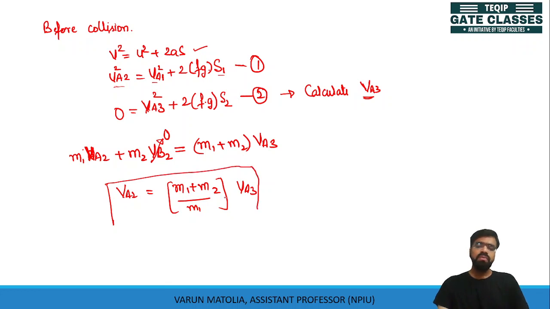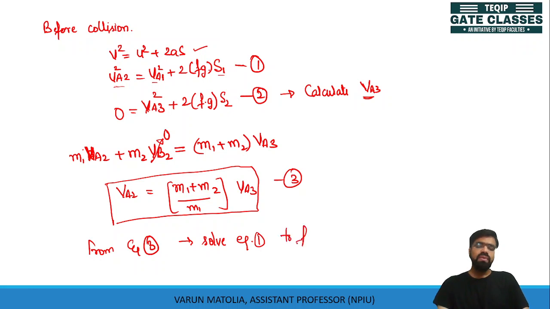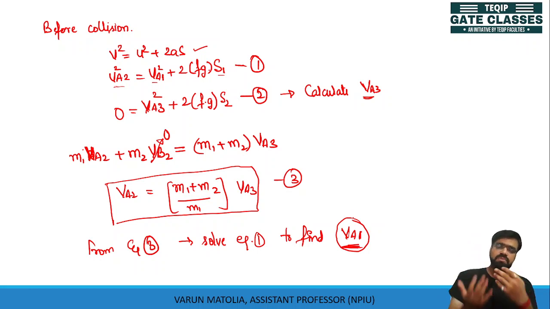Now we have VA2. So from equation 3, solve equation 1 to find VA1. So we can calculate VA1. This is the initial velocity with which the colliding vehicle is moving. So in order to regulate this velocity, we need the value of velocity. So this is the first case.